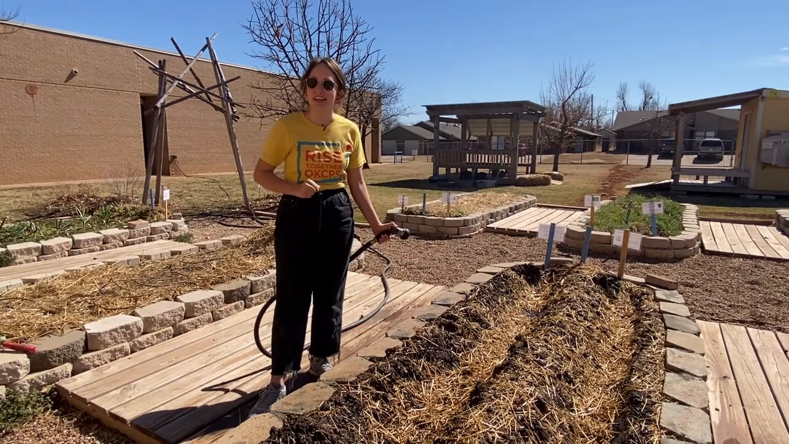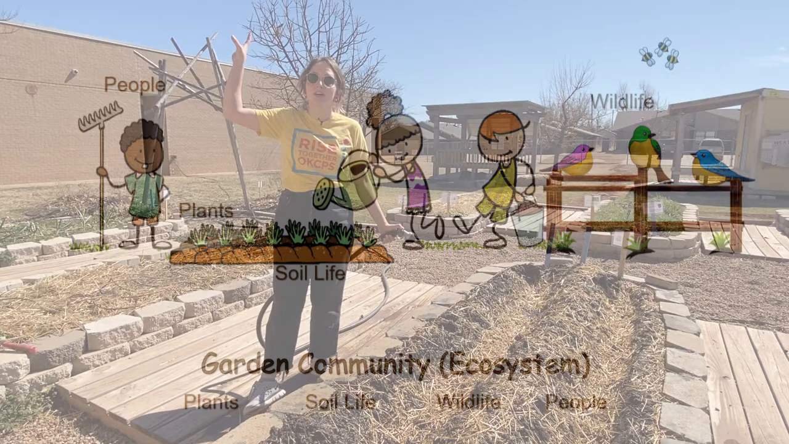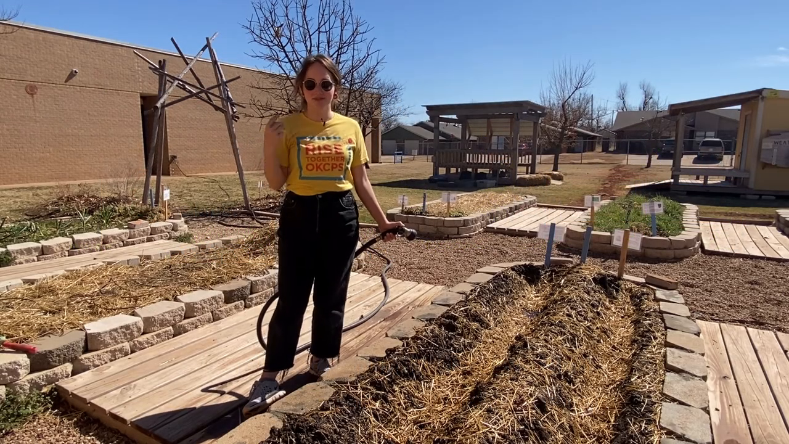Now, back to an ecosystem. An ecosystem is the same as a community, but it refers to a community in nature. Our garden ecosystem includes the plants, all wildlife, including critters in our soil like decomposers, pollinators, the birds, and us, the gardeners.